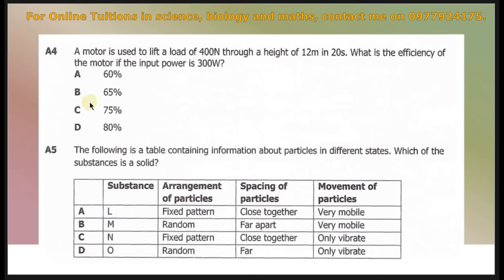Then you move to question number 4, which reads: a motor is used to lift a load of 400 newtons through a height of 12 meters in 20 seconds. What is the efficiency of the motor if the input power is 300 watts? They are asking for efficiency, and they have given you the input power as 300 watts.